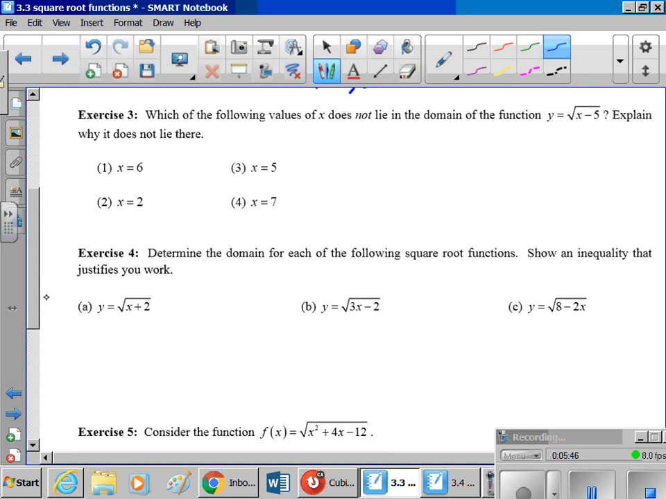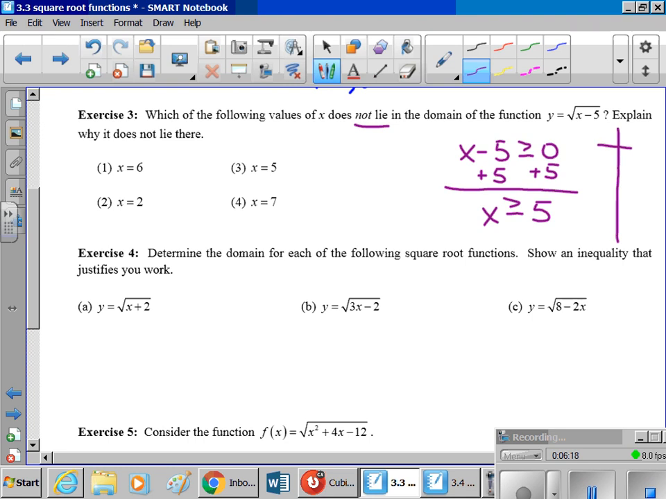Exercise 3. Which of the following values of x does not lie in the domain of the function? Now, we're going back to another lesson that we did where we recognized that x minus 5 has to be greater than or equal to 0, because the function cannot have a negative underneath that radical. So we add 5 to both sides, and we have x is greater than or equal to 5.